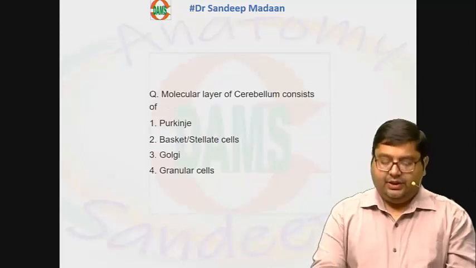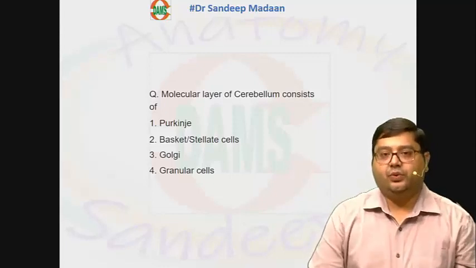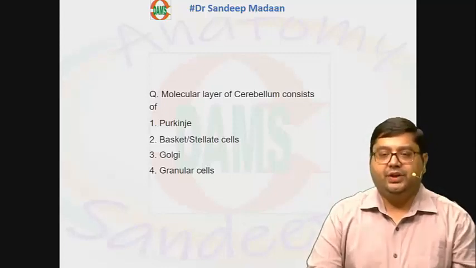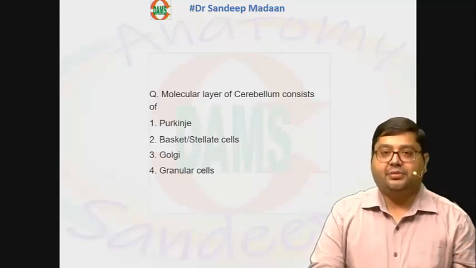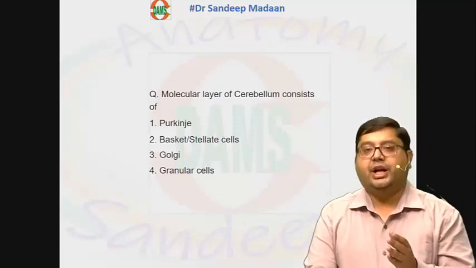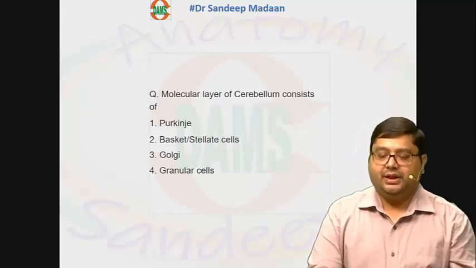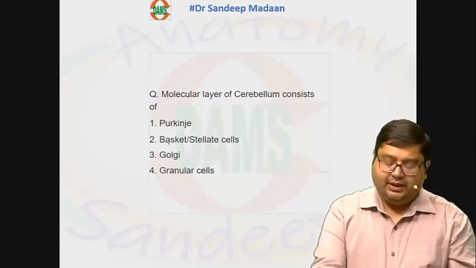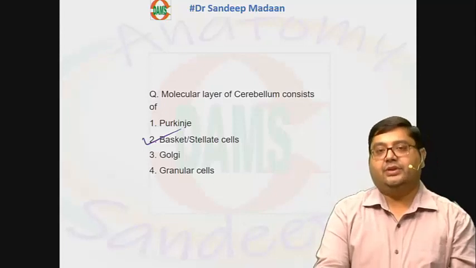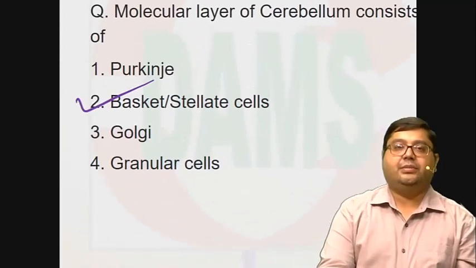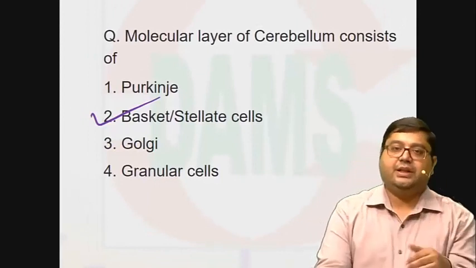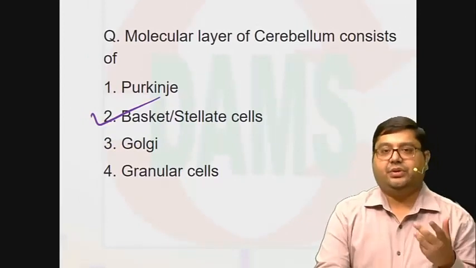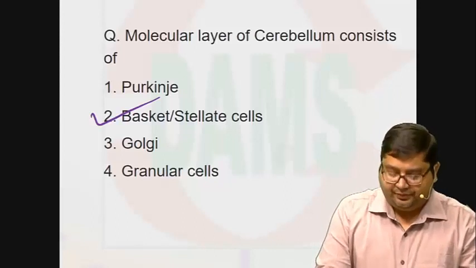Now this question: molecular layer of the cerebellum consists of. Cerebellum histology is very important, and we always study this histology along with neuroanatomy, right? And the molecular layer contains basket cell and stellate cell. So whatever choice was there in the real exam, accordingly, that is the correct answer, basket and stellate cell. Which choice was there and what the real language of the question was, you are the best judge.